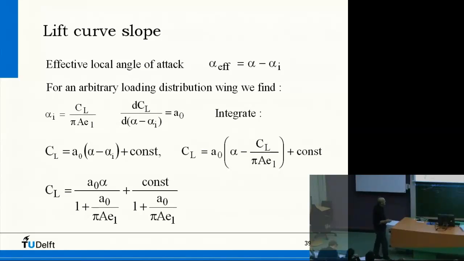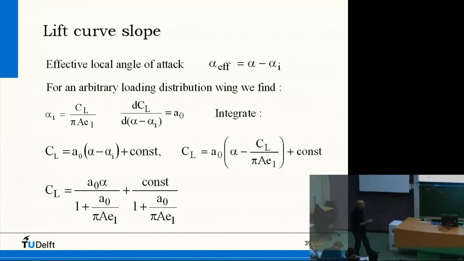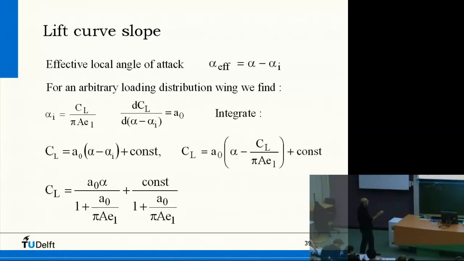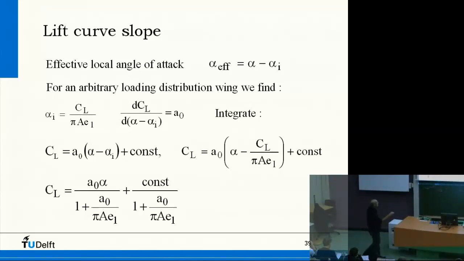Eventually we'll come to something like this, and this derivation you do not need to know, but I have to show it to you anyway. The effective local angle of attack. So this is what the airfoil sees. For an arbitrary loading, here we see that alpha_i is with an Oswald factor here. This is the same as dCL/dalpha times (alpha minus alpha_i), right? So this is alpha effective.